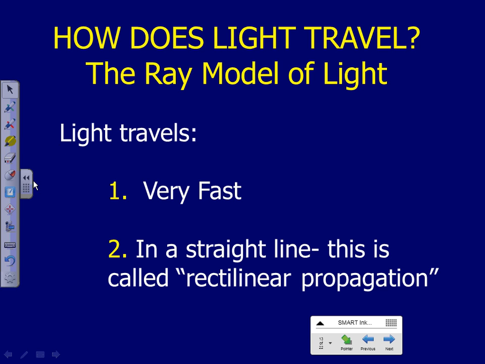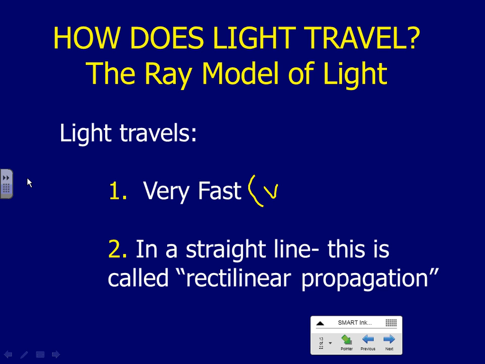Okay, so how does light travel? Well, really fast and in straight lines, all right? It travels so fast, am I going to give the number? Sure, I'll give you the number. The speed, actually, it's such a special number.